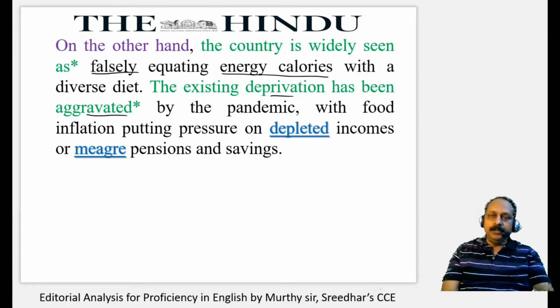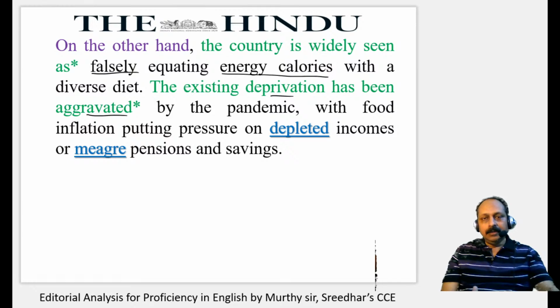There are two important words here. One is depleted, means what? Diminished in number or quantity. And meager, scanty, a little, not much. Depleted incomes or meager pensions and savings. And courtesy, thanks to pandemic.